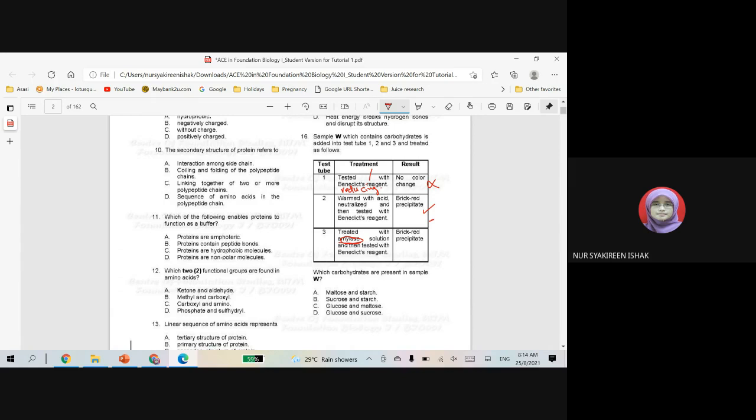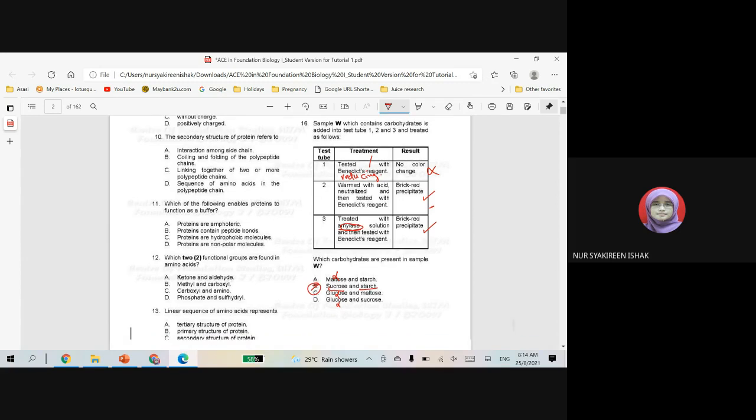So when you have mixed your food sample with amylase and then with Benedict reagent, it gives you a positive test. It means that your starch has now been broken down by the amylase into monosaccharides. So which carbohydrates are present in sample W? Obviously bukan maltose lah kan, bukan glucose. So the sample contains sucrose and also starch. Faham? So the answer would be B lah.